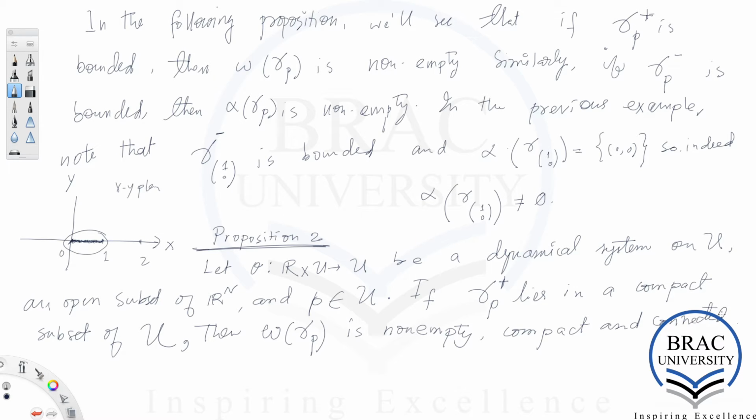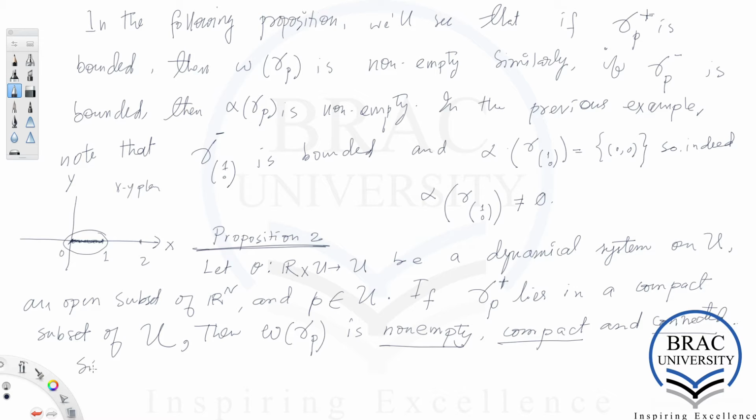Three important features. It has to be non-empty, it is compact, and it is connected. So two topological properties, very important. The omega limit set is non-empty, compact, and connected.